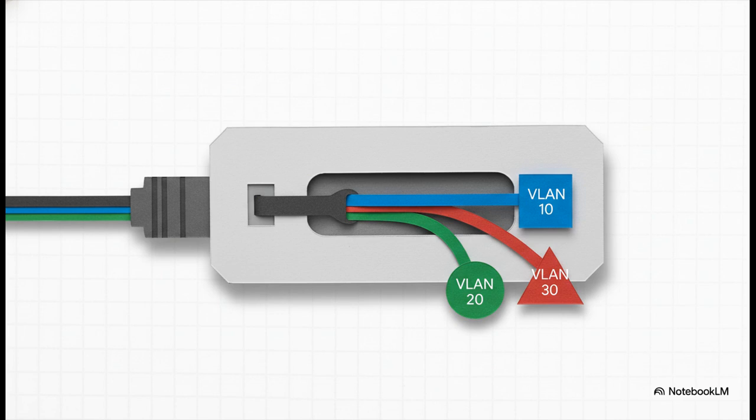Well, the magic is all in the software. What the router does is it creates multiple virtual interfaces. They're called subinterfaces on its one physical port. It's like it creates a virtual doorway for VLAN 10 and another virtual doorway for VLAN 20, and on and on. It's a brilliant virtual trick to solve a physical problem.